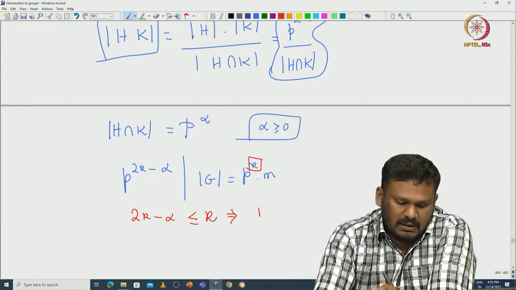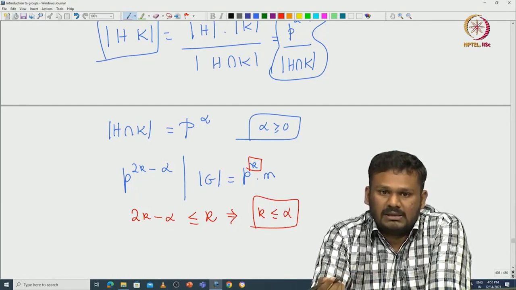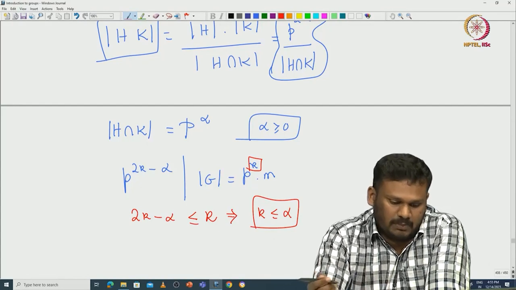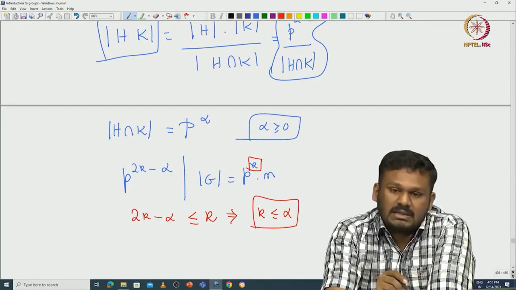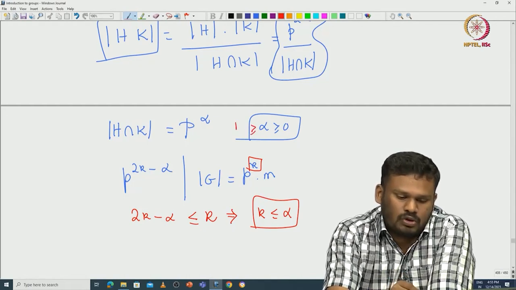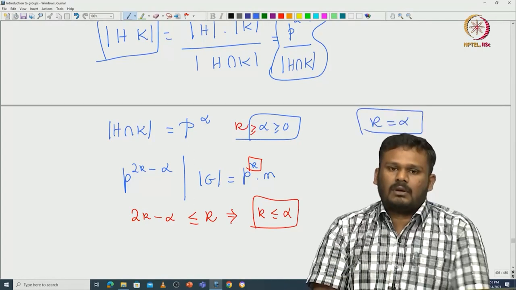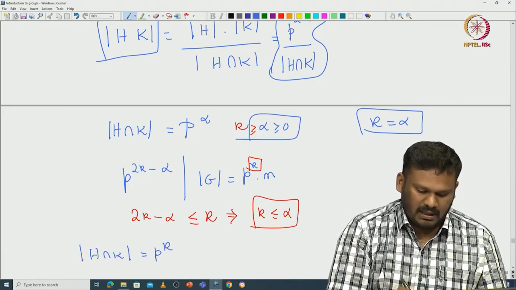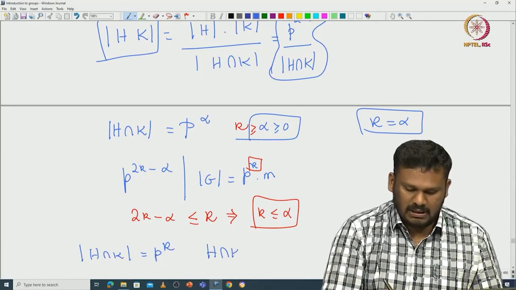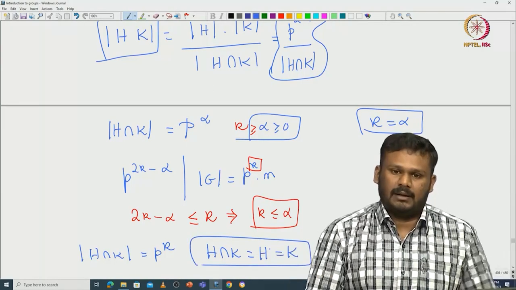So that will imply that k is less than or equal to alpha. But alpha is a non-negative number, and we are saying that it is at least k. But H intersection K is a subgroup of H, that forces it to be at most k. So that means we indeed proved k equals alpha. When alpha is k, H intersection K is P power k, that means H intersection K is exactly H as well as K. So this is the only time it can happen.